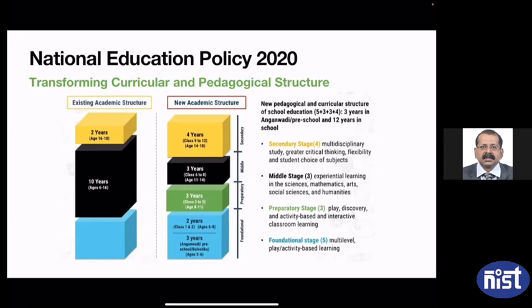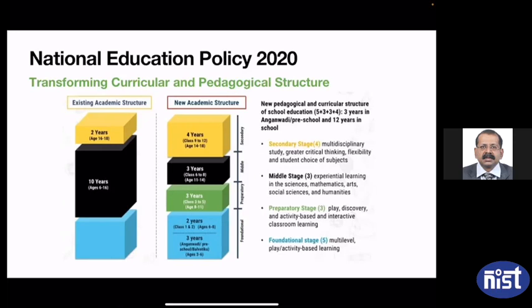After this comes the middle stage, which is the stage of experiential learning in sciences, mathematics, arts, social sciences, humanities. And one of the features is that you're not again splitting things into very compartmentalized education. All these are being blended together.